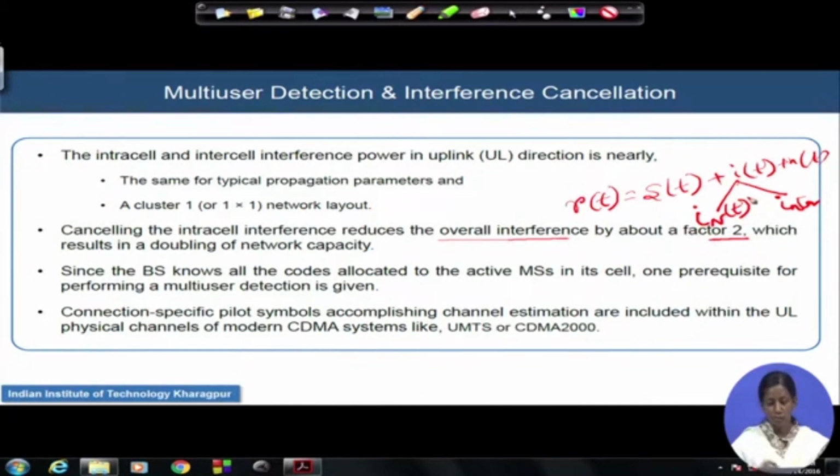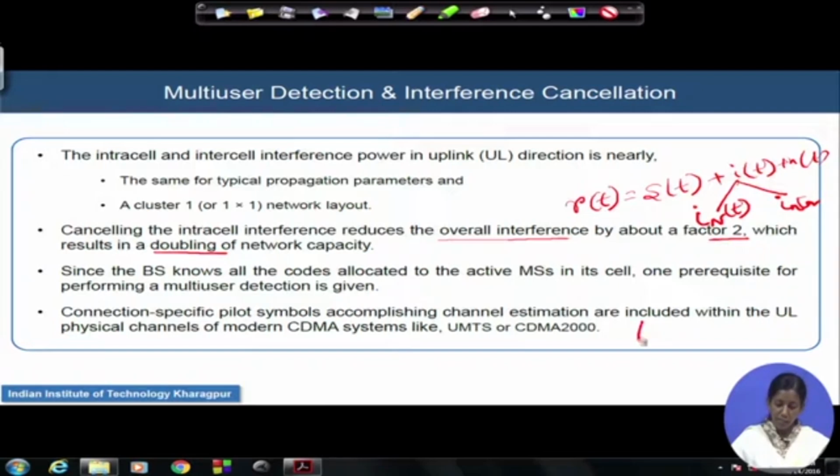The total interference will be reduced by a factor of 2, in that sense it is written. And if I can remove any one of them, reducing the interference by a factor of 2, definitely the capacity will increase by 2 times. And then the very basic question is where the information about the codes will come from.